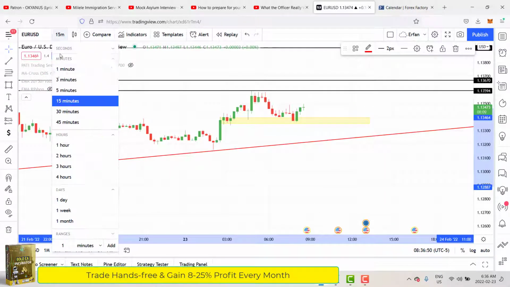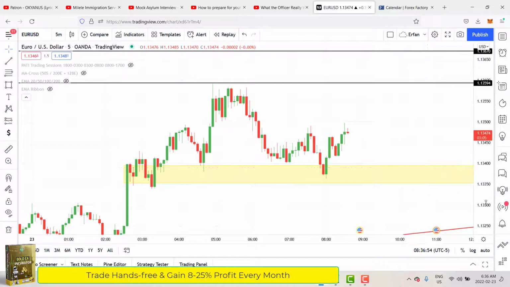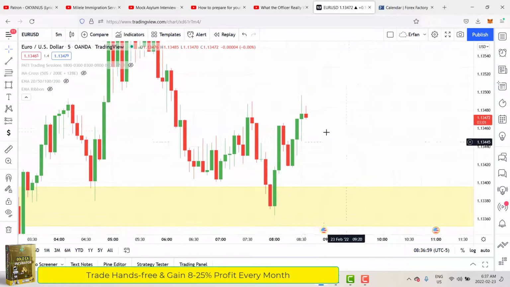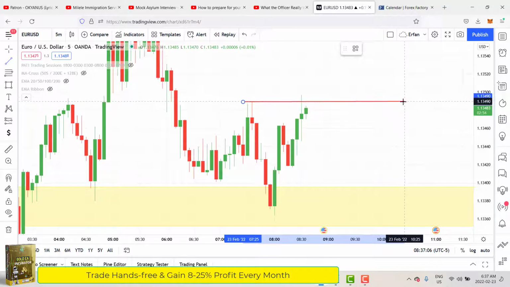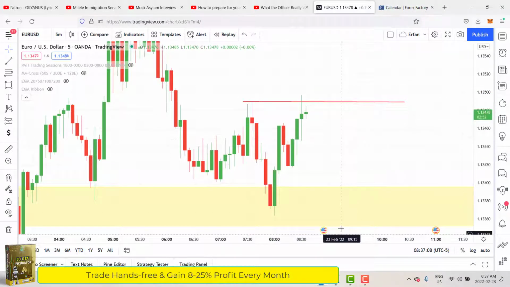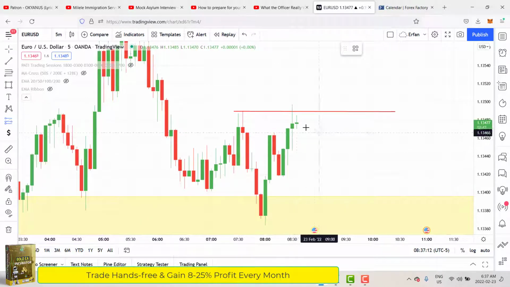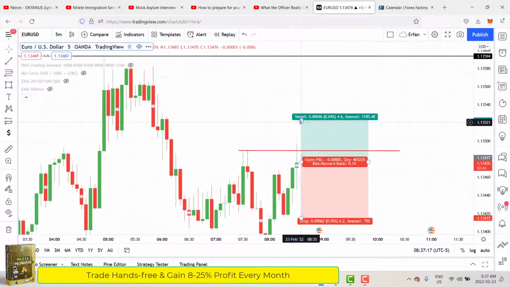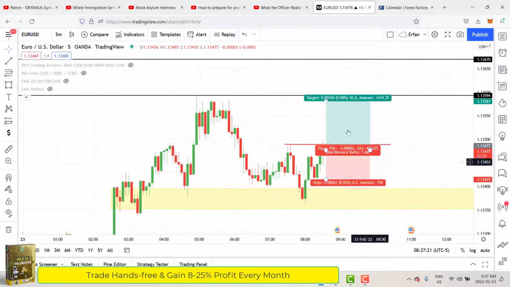What if I go to 50 minutes? No, it's a good one. It's actually a good one, but I'm looking for a more sniper entry, because this is kind of what made me doubtful. Look at this. And if I want to take it here, this is kind of really in the middle, but yeah, the risk to reward is good.